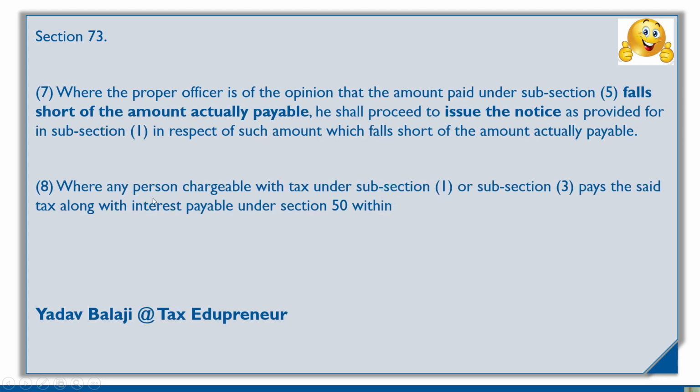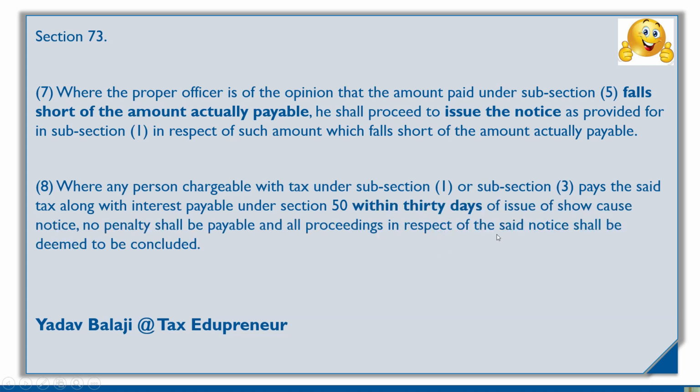Now 8 talks about where any person chargeable with the tax under subsection 1 or under subsection 3 pays the said tax along with the interest under section 50 within 30 days. Means now you got the notice and you are ready to make that payment along with the interest. So within 30 days if you pay, then there is no need to pay any penalty. So penalty we will discuss in subsection 9, what is the penalty. But in case you make this payment within 30 days, then no need to pay any penalty.